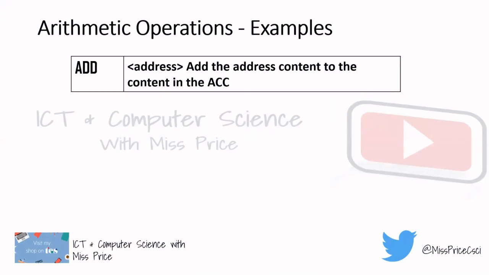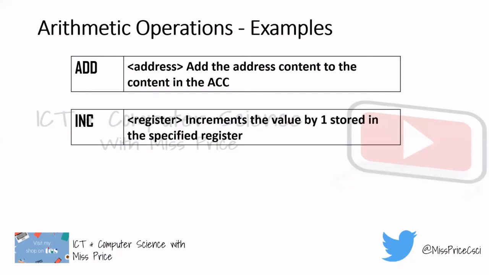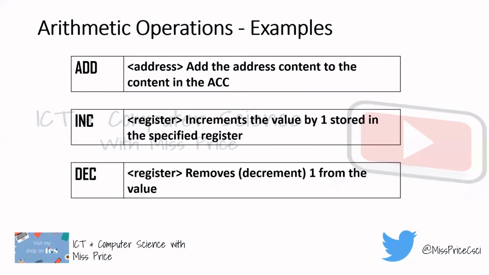Now, here are some more examples of the arithmetic operators. The add is the address content that needs to be added to the accumulator. Then the INC is the increment, so it increments the value by 1 and stores it in a specified register. Then you've got your DEC, and that's a decrement, so that will take 1 from the value.